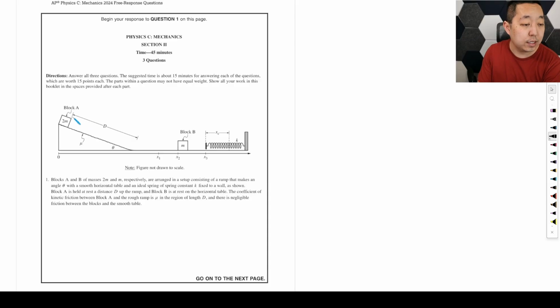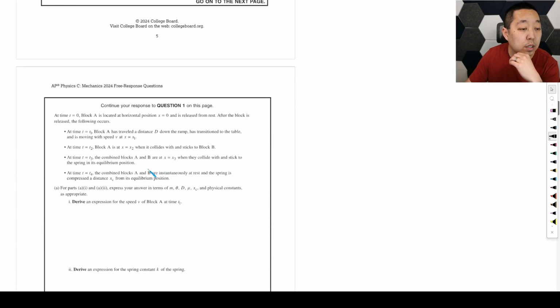Blocks A and B of masses 2m and m respectively are arranged in a setup consisting of a ramp that makes an angle theta, with a smooth horizontal table and an ideal spring of spring constant k fixed to a wall as shown. Block A is held at rest a distance d up the ramp. Block B is at rest on the horizontal table. The coefficient of kinetic friction between block A and the rough ramp is mu, right here. And there's negligible friction between the blocks and the smooth table. So a little bit similar, a little bit different because of the inclined plane, but similar to set 1.